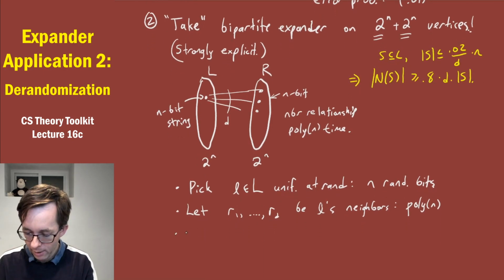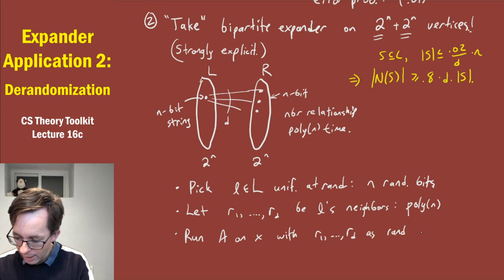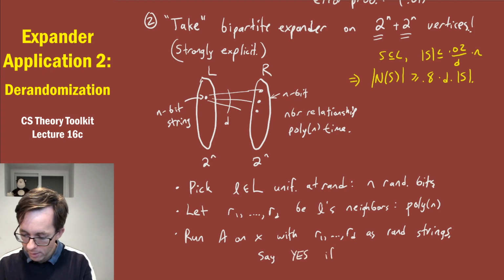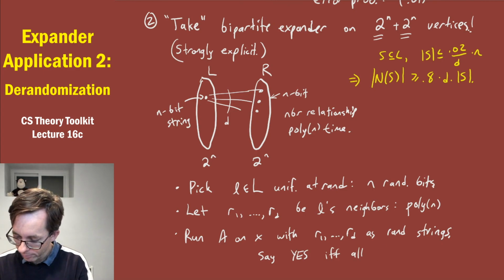So we just run our randomized algorithm A on x with random strings R1 through RD. These are n-bit strings. And we do the usual thing: if they all say yes, then we overall output yes. Otherwise, if one of them says no, we output no. We say yes if all answers are yes.